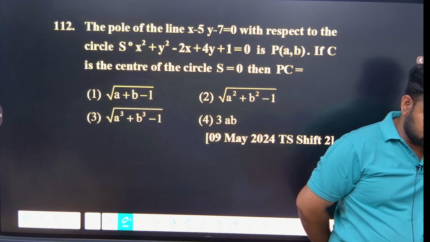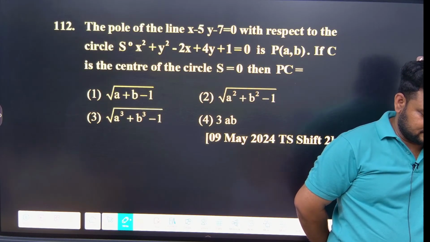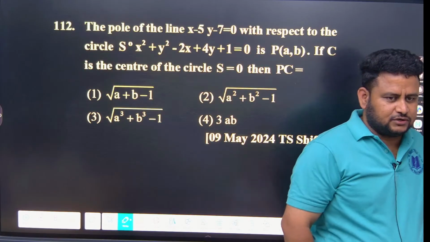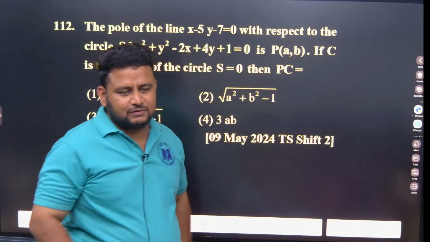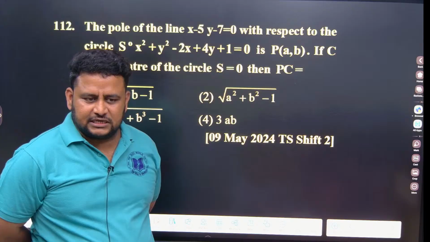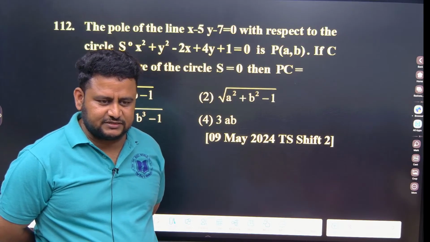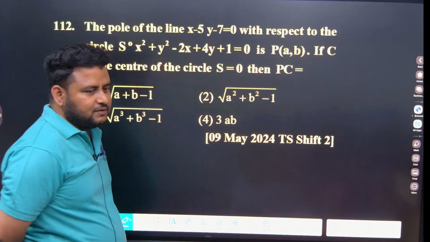This question we have already solved. This type of question, I gave an example. Same thing you have to do here. What you will do? See here. Observe carefully. So equation of polar is what? S1 is equal to 0. Equation of radical axis S1 is equal to 0. Equation of tangent S1 is equal to 0. So equation of polar here will be S1 is equal to 0.